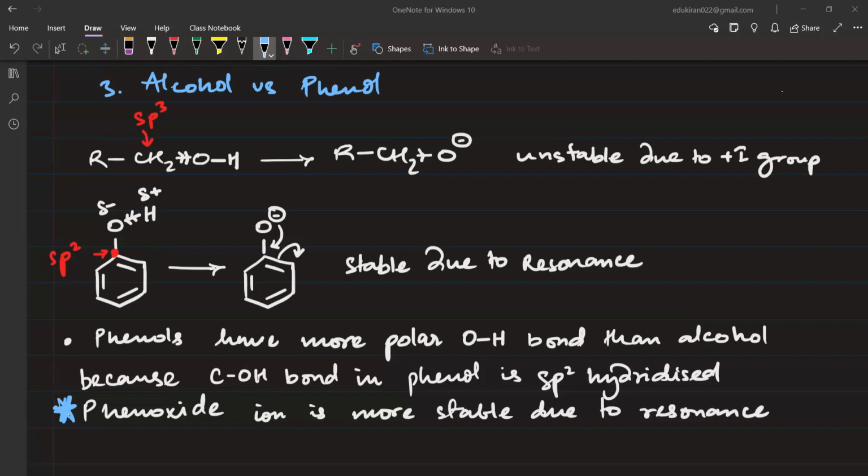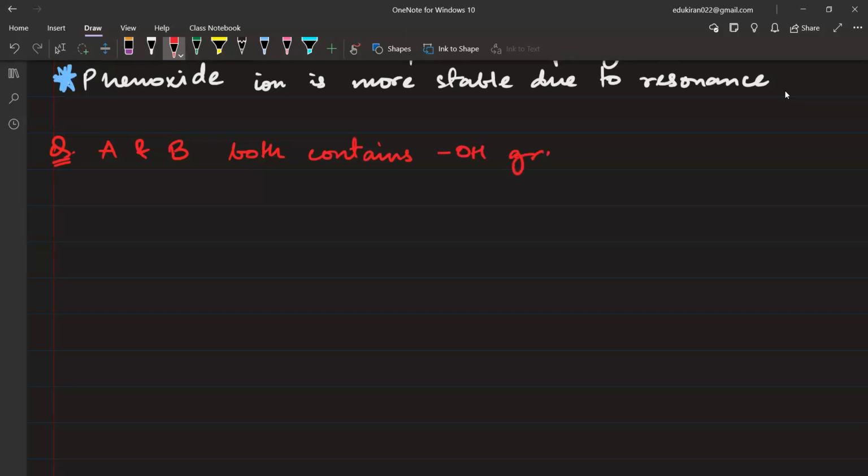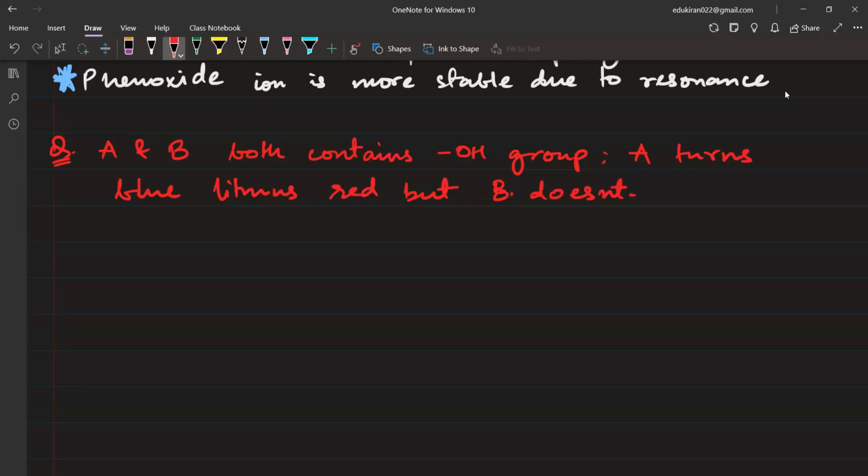Yes, sir. Okay, a question had come, I don't know when, but it came, listen. A and B both contain an OH group. A turns blue litmus red, but B doesn't. Identify A and B.